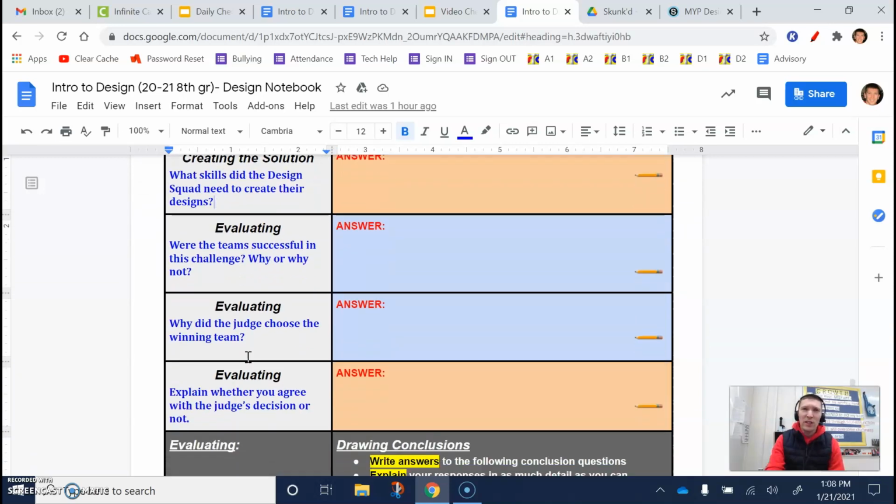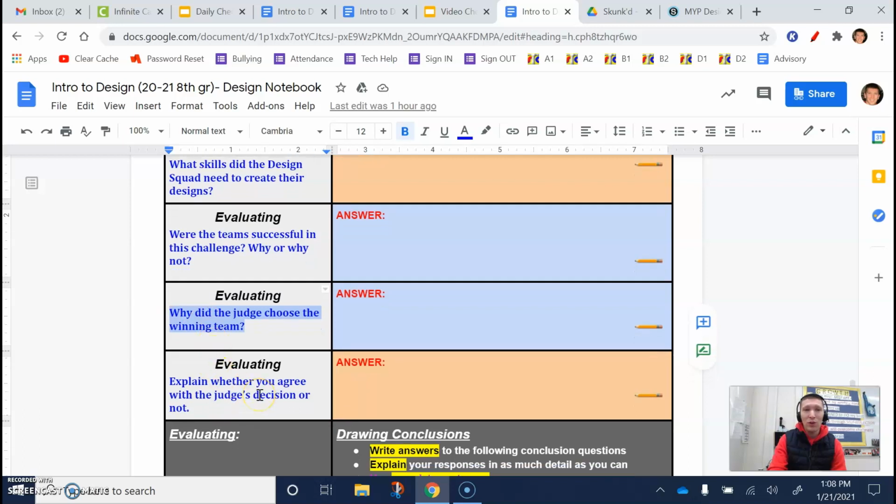And then the last 3 questions are evaluating, where you're reflecting on the success of the project, and in this case, were the team successful in the challenge? Why or why not? Why did the judge choose the winning team? And lastly, explain whether you agree with the judge's decision or not. So go into detail. Don't just say, yes, I agree with the judge, or no, I disagree. Give reasons why. So that's after watching the Design Squad video.